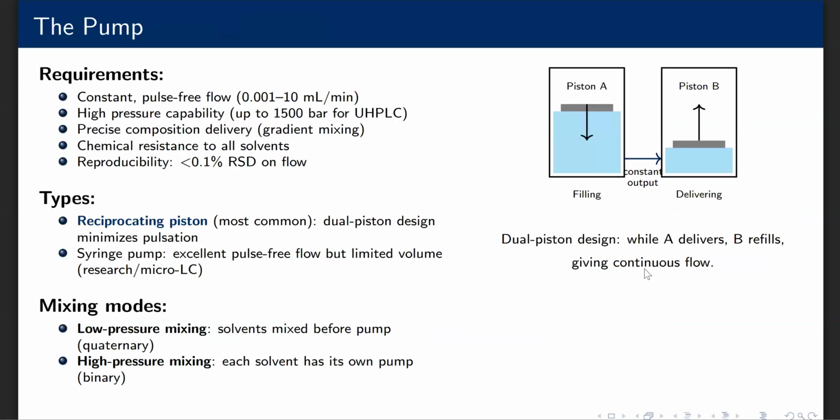Something we need to look at closely is the pump. The pump must deliver solvent at constant flow rate under very high pressure with less than 0.1% relative standard deviation in flow. The standard design is a dual reciprocating piston pump.